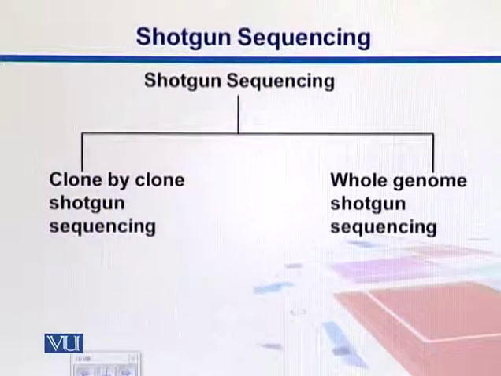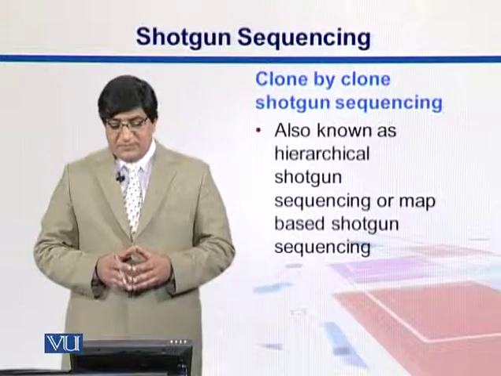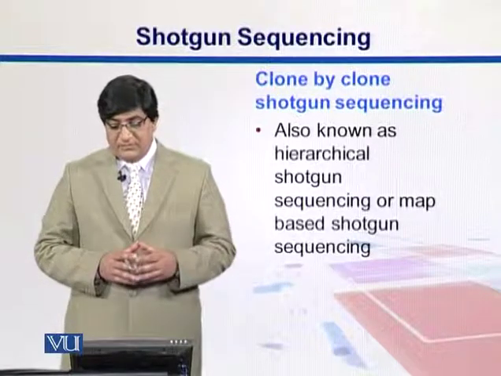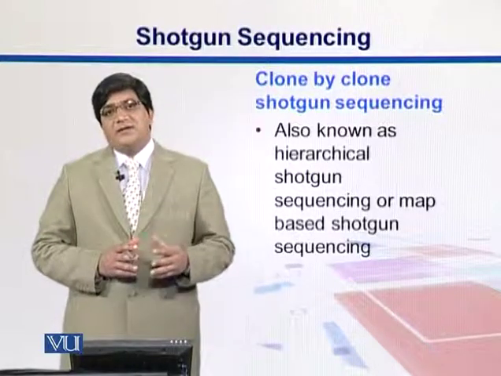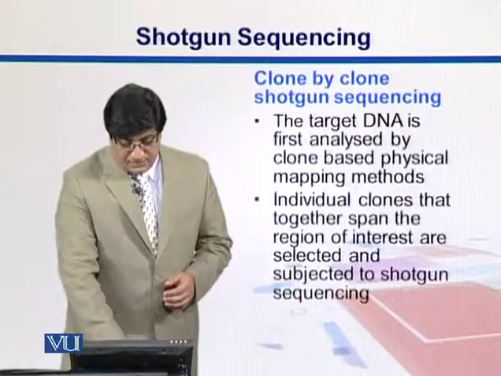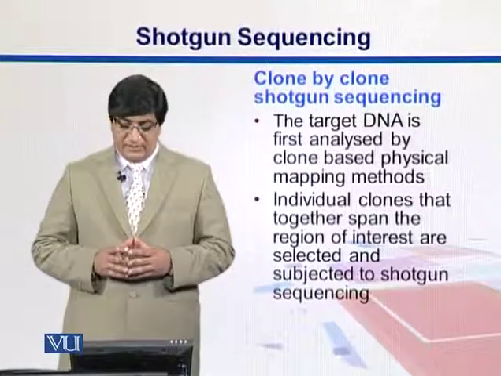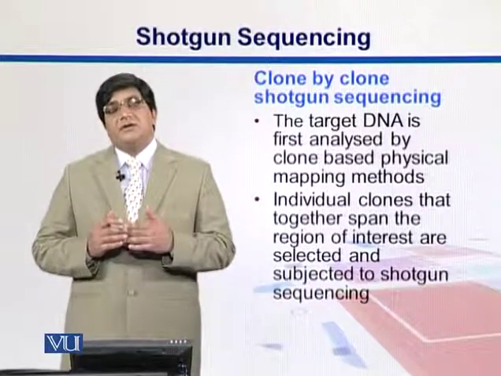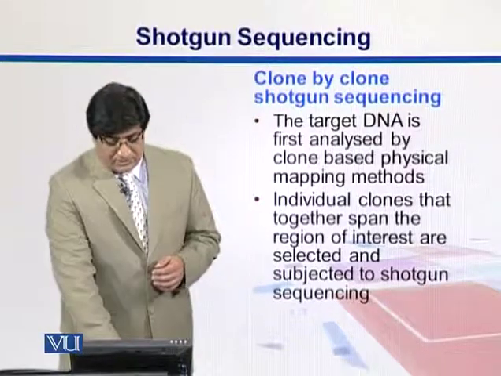Here is a general view. Shotgun sequencing is divided into two types: one is clone by clone shotgun sequencing, and the other is whole genome shotgun sequencing. In clone by clone, also known as hierarchical shotgun sequencing, we use some specific mapping techniques also. The target DNA is first analyzed by clone-based physical maps, and then the clones which overlap with one another are selected and subjected to shotgun sequencing.